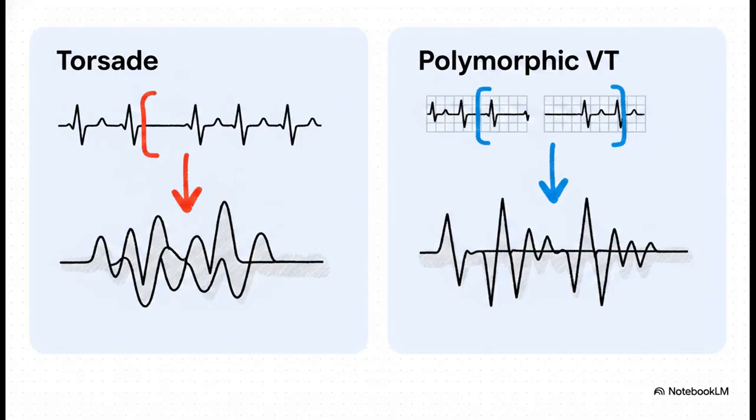Now, it is so important to be able to tell the difference between 2 types of VT where the shape does change. First, you have torsades de pointes. This is a very specific thing. It's a fast, polymorphic, or multi-shaped VT, but its defining characteristic is that it's always linked to a long QT interval on the patient's baseline ECG. If you see a similar-looking twisting rhythm, but the QT interval is normal, you don't call it torsades. You just call it polymorphic VT. And making that distinction is life or death, because the treatments are completely different.